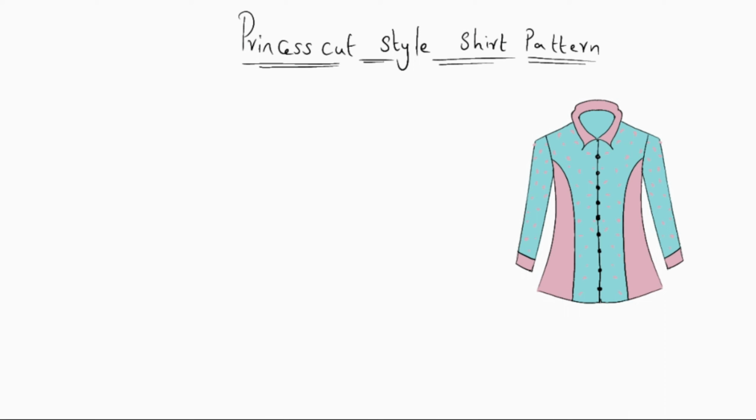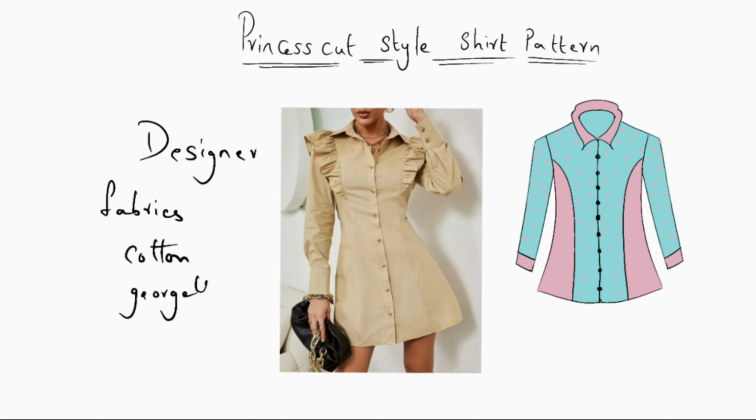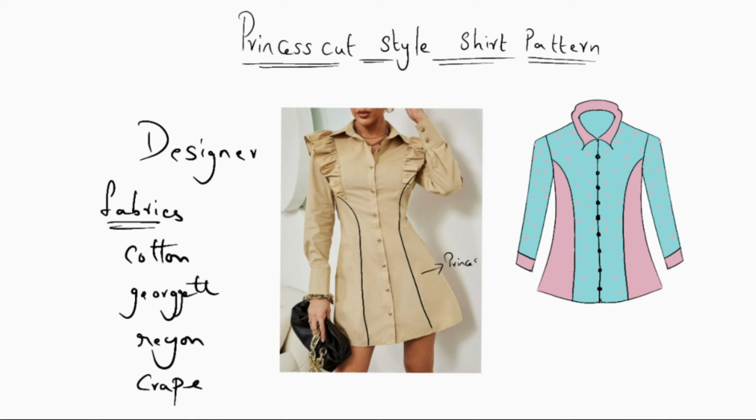Now I want to show you one reference picture which is in princess cut style with ruffles and all. This is not the proper shirt length. You can increase your shirt length. A designer piece first starts with choosing fabric, like cotton, georgette, rayon, crepe. You can use any fabric for this. I am overlaying this picture with that princess cut shape. You can go direct straight line.